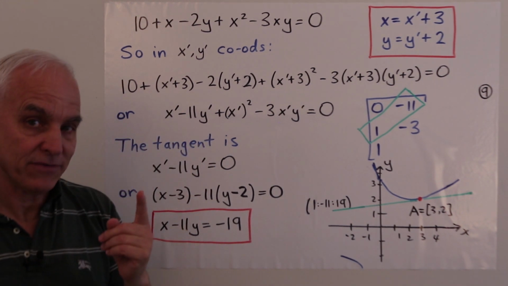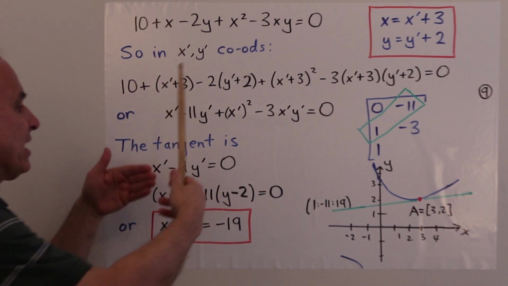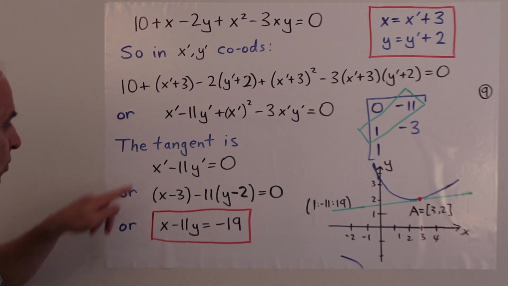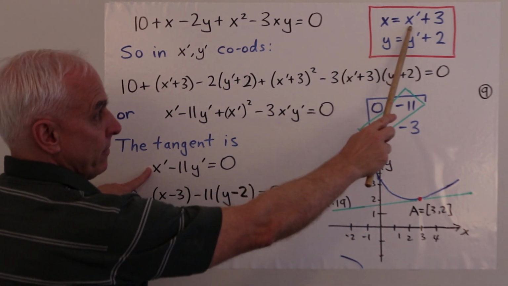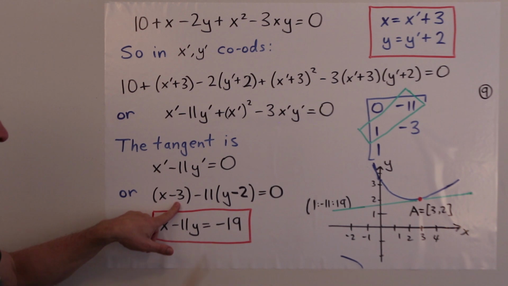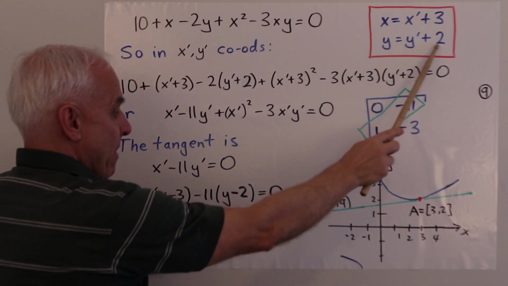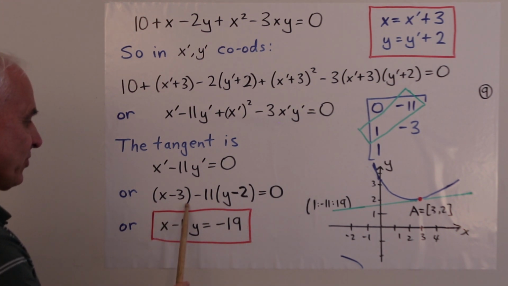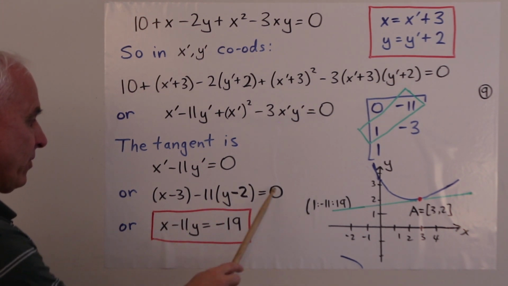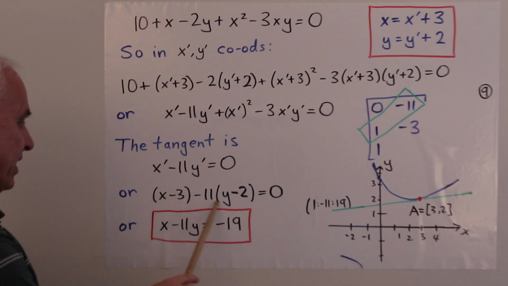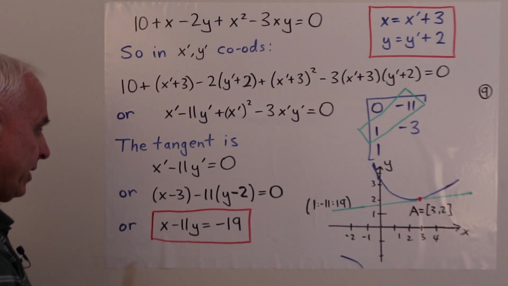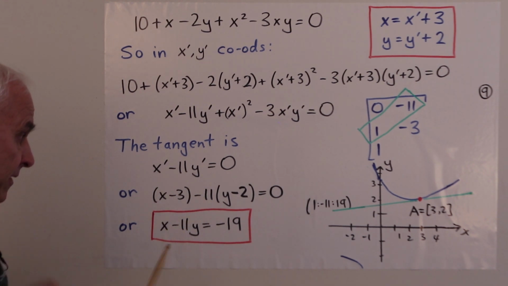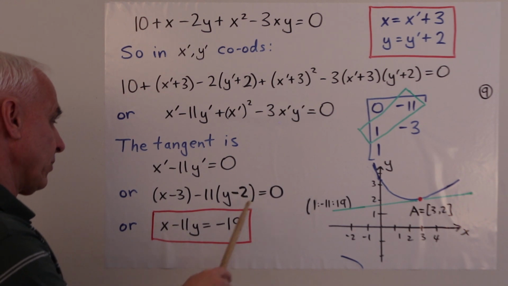But there's still something else we have to do, because we want to translate back into the original xy coordinates. How do we do that? We replace x prime now with x minus 3, and y prime with y minus 2. So the new equation is x minus 3 minus 11 times y minus 2 equals 0, or x minus 11y equals 22 minus 3, that's 19. And if we bring it to the other side, we'll get minus 19.